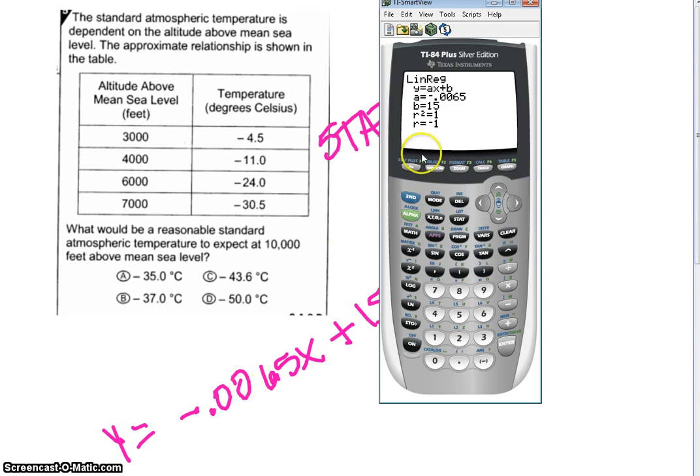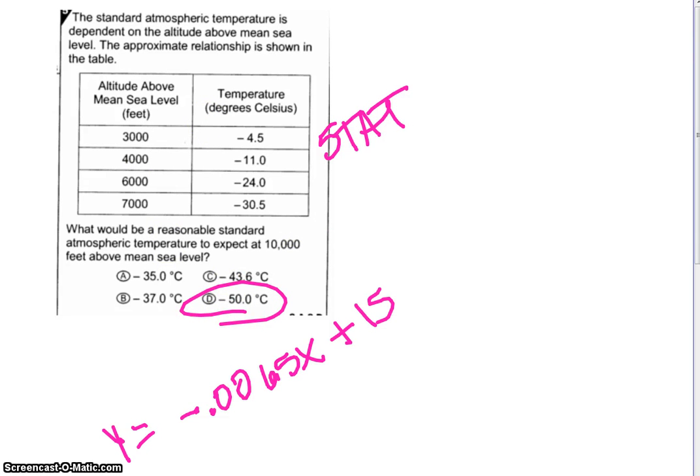So now you go back to your calculator and you go to y equal. And you put that in there. Negative 0.0065x plus 15. And we want to know what it's going to be at 10,000, so I'm just going to tell it to start at 10,000 rather than trying to arrow through it. Second graph is my table, and I have negative 50. So your answer on this one is D.